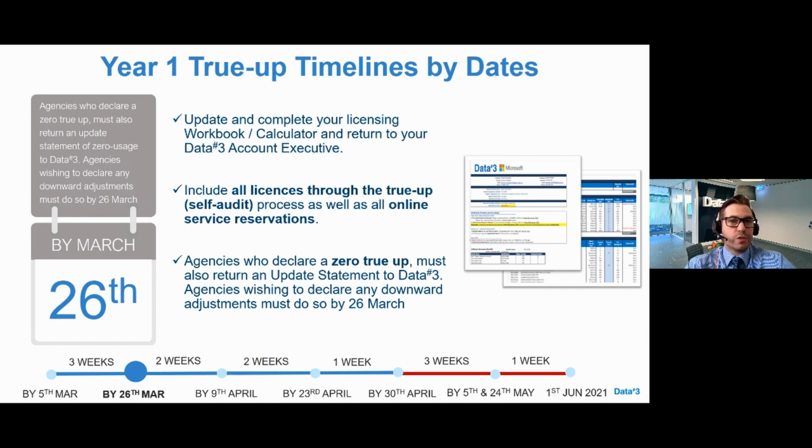And for your online services eligible for true-ups, you must also account for any license reservation that have not yet been reconciled in the pre-true-up order. And you can confirm that by looking into your volume licensing service center. If you don't know how to access your portal, please contact your Data3 account executive. You will need to account for any additional products, and you may want to look at transitioning some license and software assurance products to a subscription. And of course, any license reductions for eligible licenses.